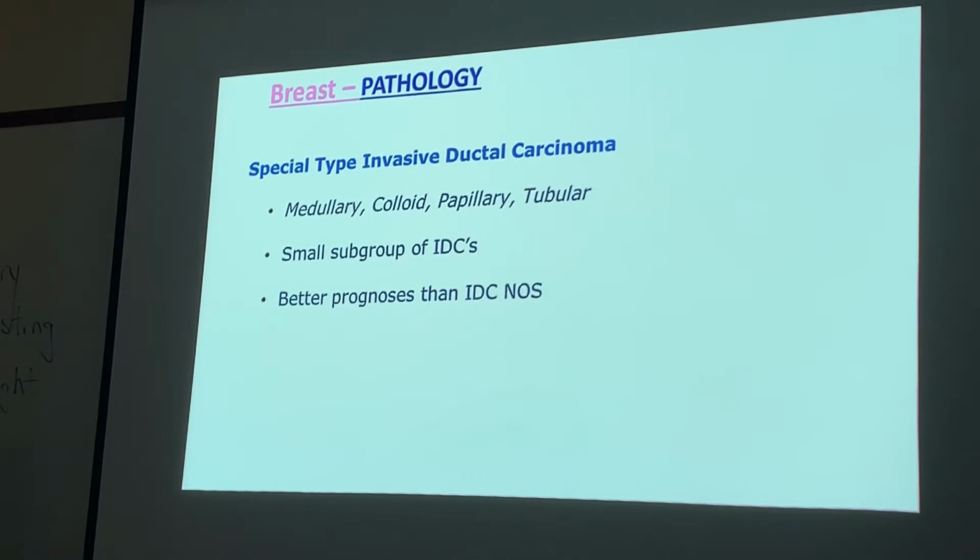All right, so those are our two invasive types, the first and second most common. Invasive ductal carcinoma, the most common, and invasive lobular carcinoma. All right, so let's get into these special types of carcinoma. They have 4 special types: medullary, colloid, papillary, and tubular. Okay. These are a small subgroup of invasive ductal carcinomas. They have a better prognosis than invasive ductal carcinomas, NOS.